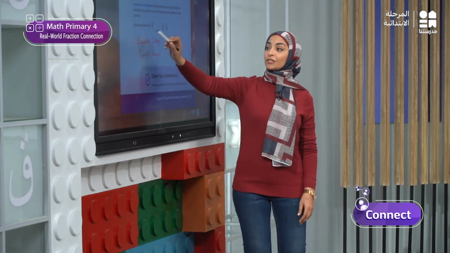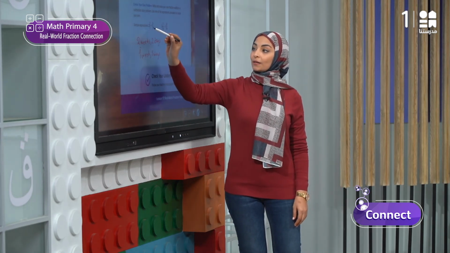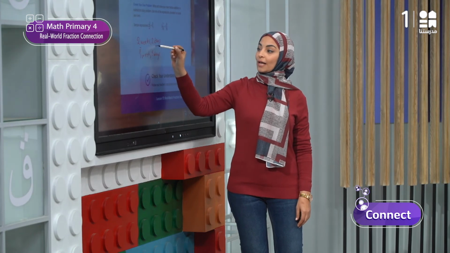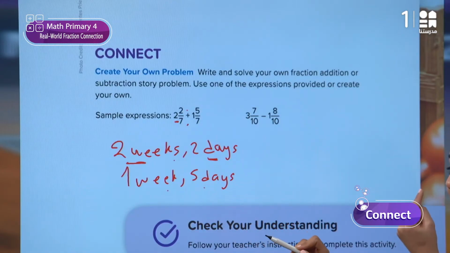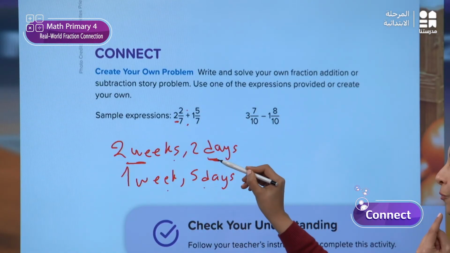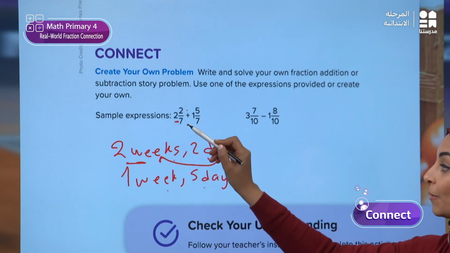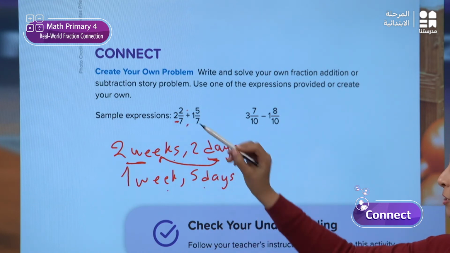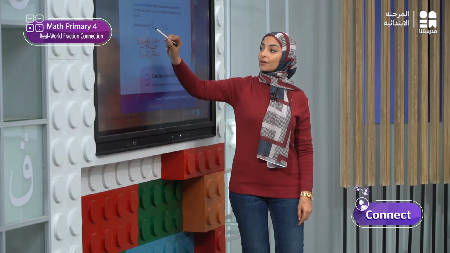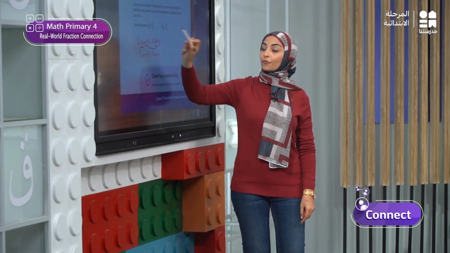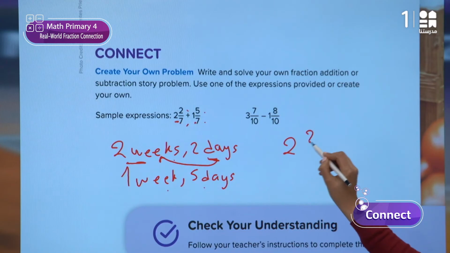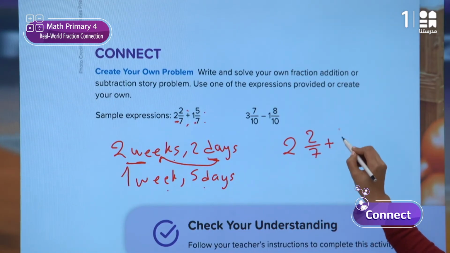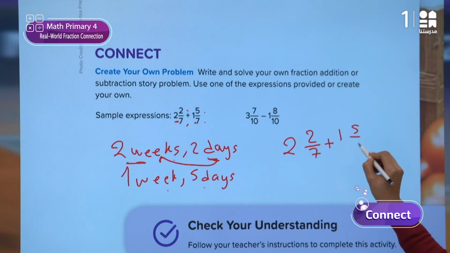Well, he used the first fraction. 2 weeks means 2. Then 2 days is 2 over 7. Why? Because 1 week has 7 days. So, to convert from days to weeks, I divide by 7. So, he used 2 and 2 over 7 plus 1 week and 5 over 7. Okay? Let's write it together. So 2 and 2 over 7 plus 1 and 5 over 7.